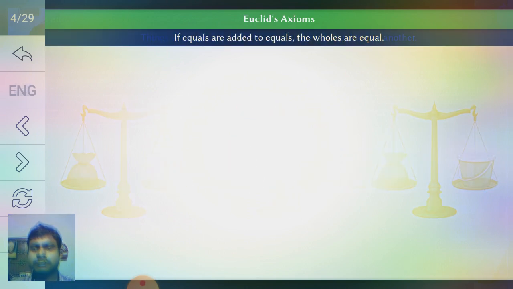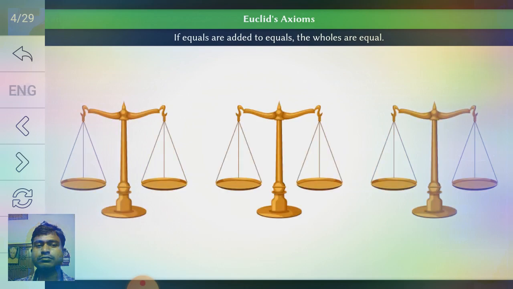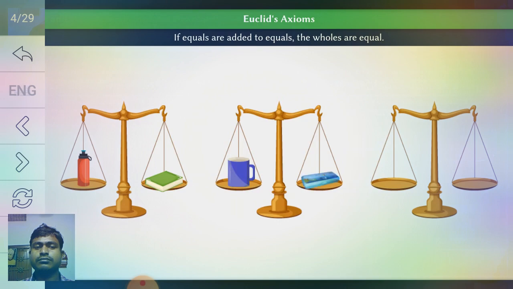If equals are added to equals, the wholes are equal. Let's consider a similar example here. If the weight of a bottle is equal to the weight of a book, and the weight of a mug is equal to the weight of a geometry box, then the combined weight of the bottle and mug is equal to the combined weight of the book and geometry box.